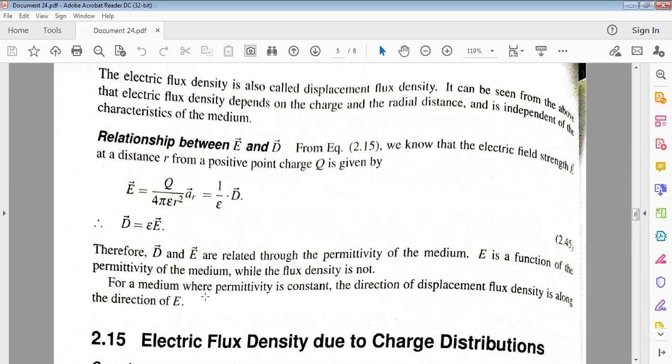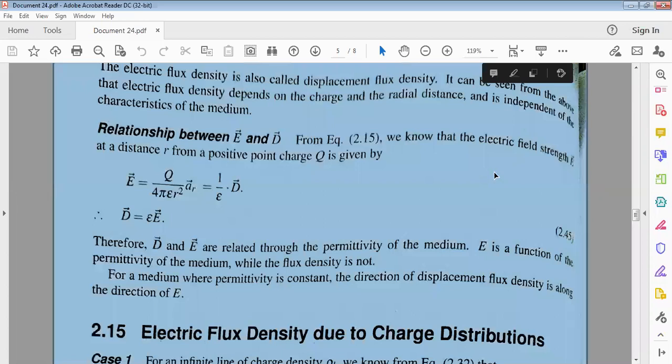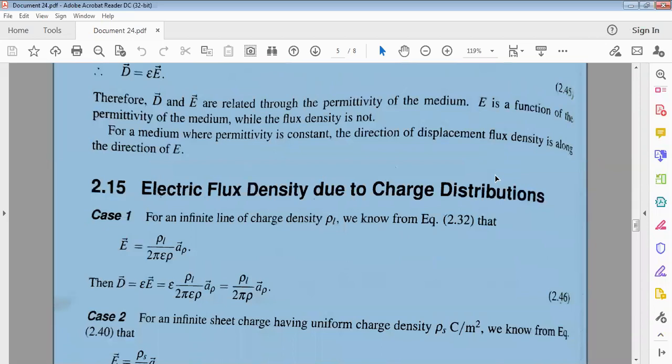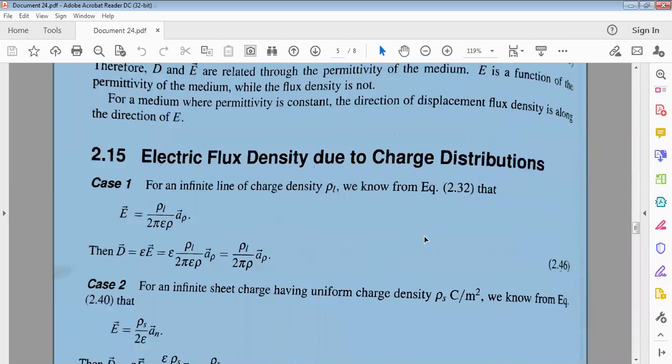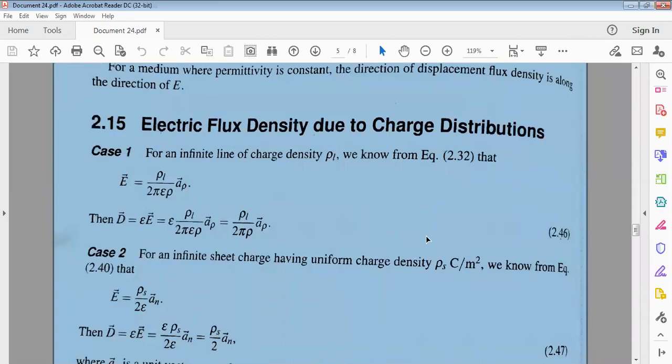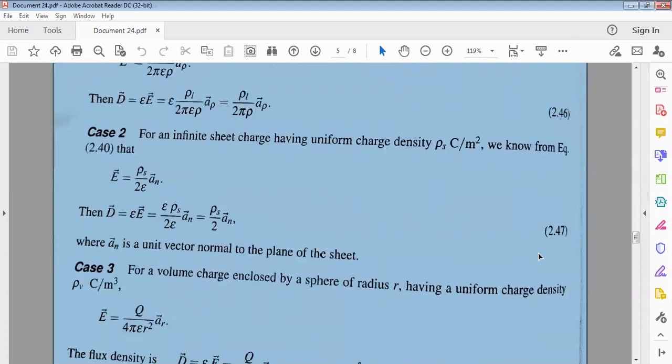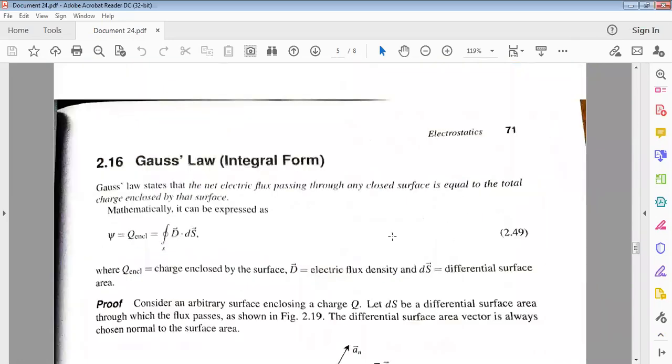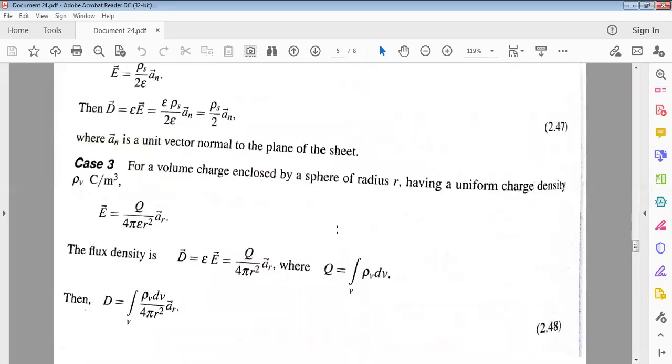Remember that point. For a medium where permittivity is constant, the direction of the displacement flux density is along the direction of E. These points also hold for flux density due to charge distributions. What is the electric field strength of an infinite line? Rho L by 2 pi epsilon rho, right? So according to the electric flux density D equal to epsilon E, the epsilons cancel, giving rho L by 2 pi rho. Similarly for sheet charge, rho S by 2, and similarly for volume charge, using volume integration with volume charge density representation.